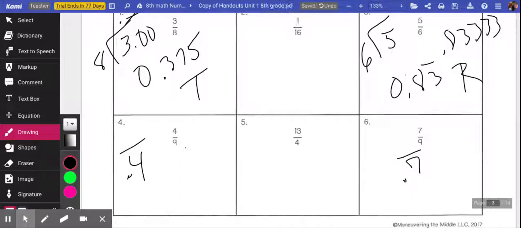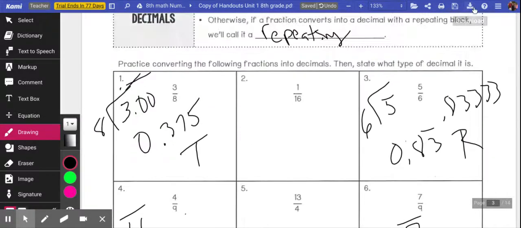So those should be easy. Just look for that nines trick. You can do 7 divided by 9 on your calculator if you want to check it out. Okay, now you go ahead and do these two and pause the video and then come back and see if you have the answer that I got.